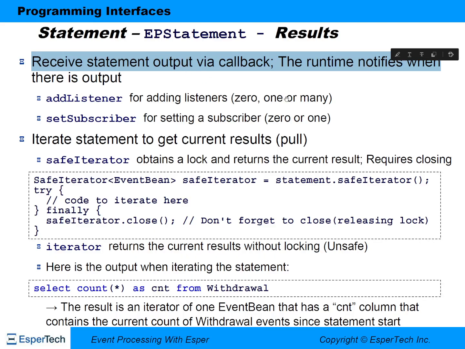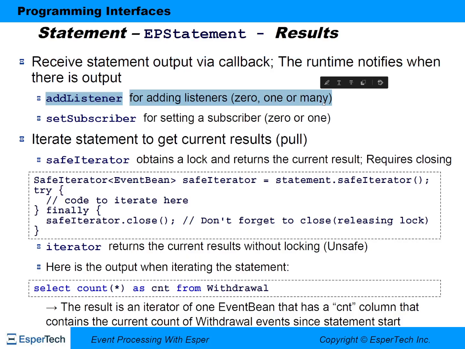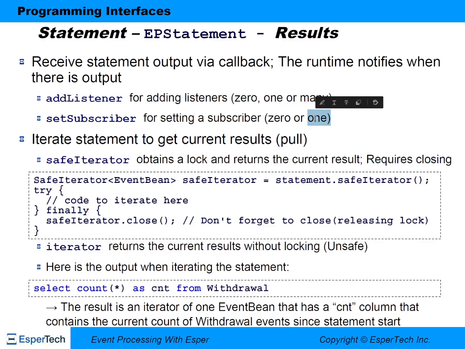Use the addListener method for adding listeners. Your application can add one or more listeners. When the statement has output, the runtime delivers the output to all listeners that are registered. Use the setSubscriber method for setting a subscriber. Your application can only set one subscriber. When the statement has output, the runtime delivers the output to the subscriber if a subscriber is registered.